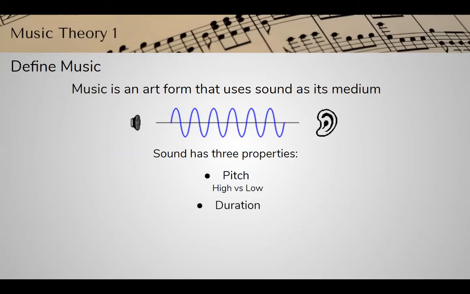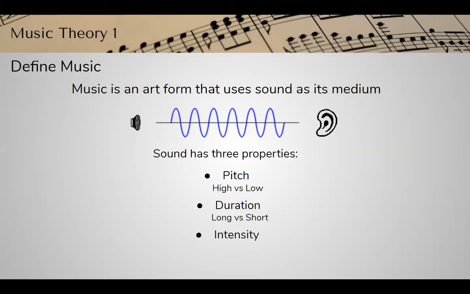Okay? Duration is another property of sound. That's the idea that some sounds are shorter than others or longer than others, right? So on a piano, if you hold down the key, you get a longer note. But if you quickly hit the key and let it rise back up, you get a shorter note. Okay, so some notes are long, some notes are short. Okay, so duration.